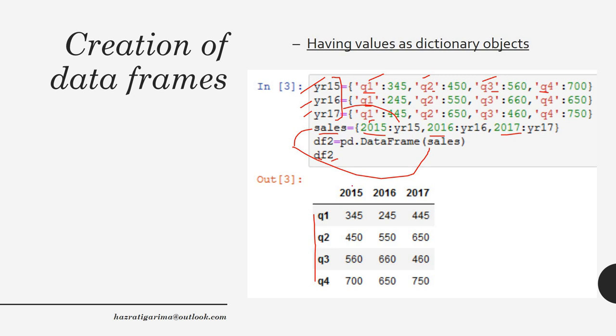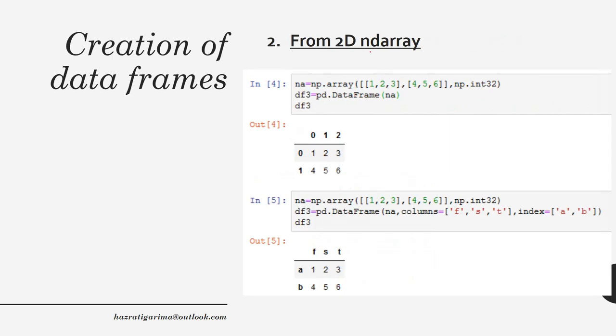Okay, next we are having the keys from the dictionary 2015, 16 and 17. So it's another way of using the dictionary to create a data frame. Next one I'm having from a 2D ndarray. As we all know, ndarray is an n-dimensional array, and I'm using 2D.